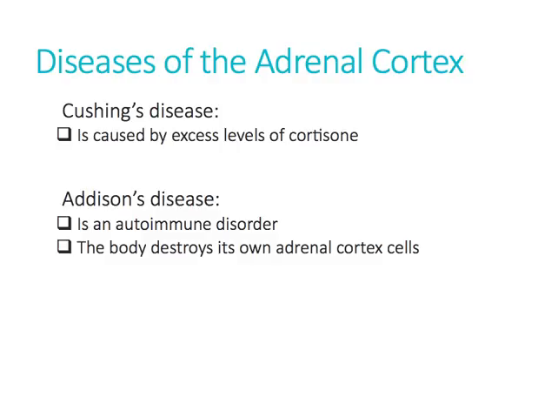You can have some conditions that affect the function of the adrenal cortex. One is Cushing's disease, where you have high levels of cortisone. And there's another one that is Addison's disease, where the body actually breaks down its own adrenal cortex cells. And that is all I was going to say about the endocrine system.